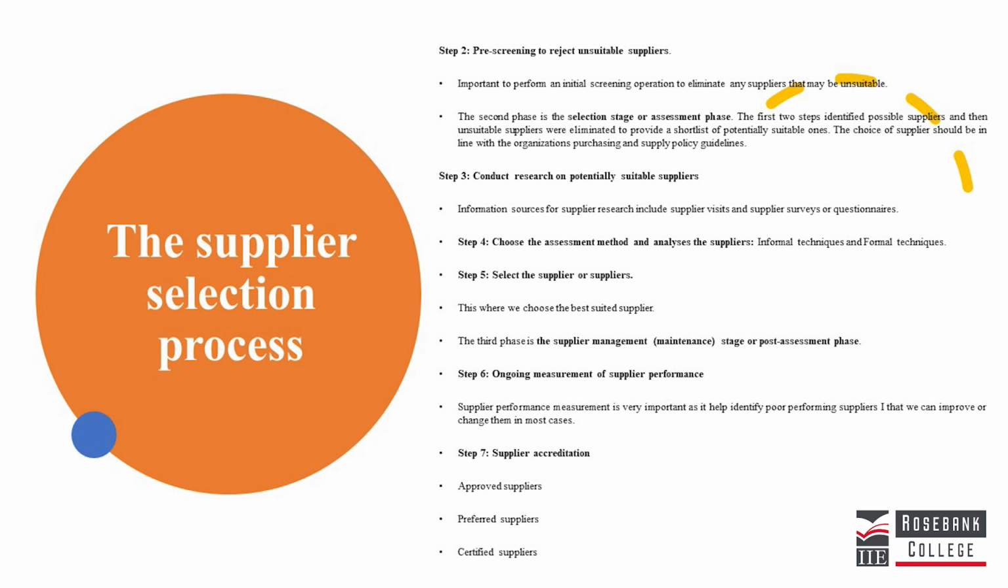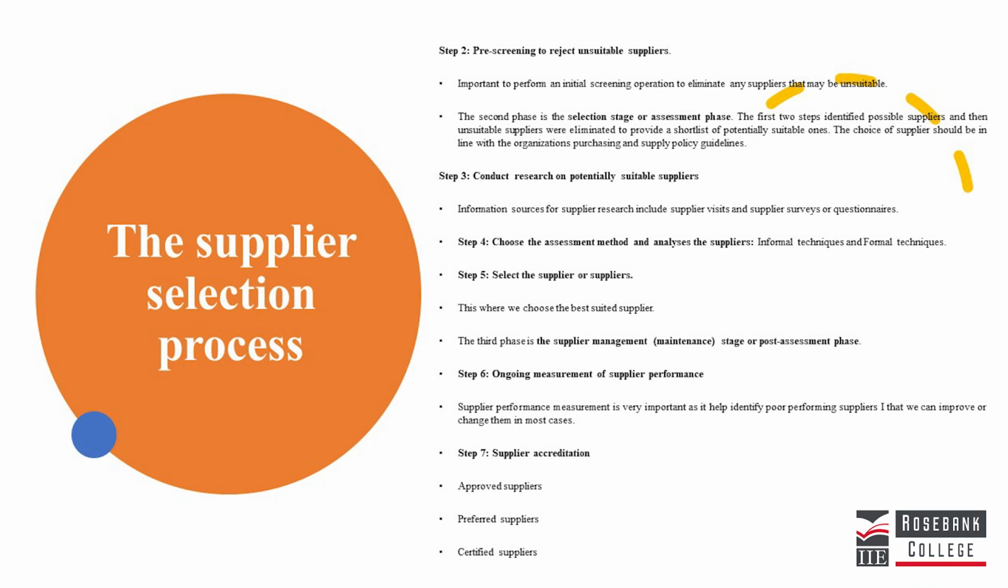Step number 4, choose the assessment method and analyze the supplier. Some of the methods that we can use are informal techniques and formal techniques. Step number 5, select the supplier or suppliers. This is where we choose the best suited supplier.